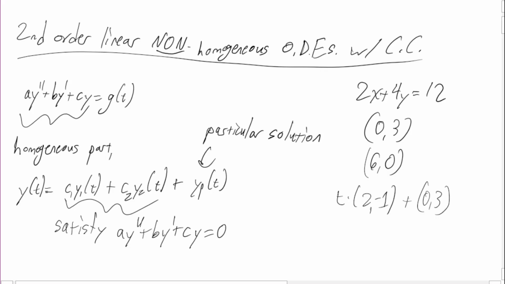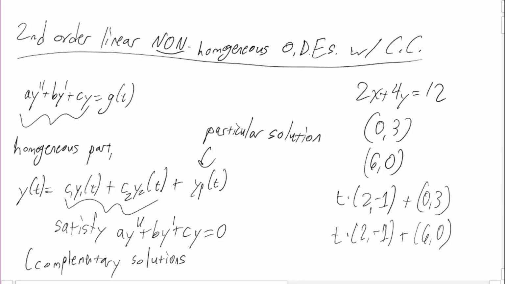Another way would be if we had t times (2, -1) plus (6, 0). The second way also covers all the different solutions to the original equation. So just like these are two ways of writing all the solutions to this line, as long as we have one particular solution to the differential equation and then the general solution to the homogeneous part, then this gives us all the solutions. So the solutions to the homogeneous part are also called the complementary solutions, and I'll denote them as y_h(t).